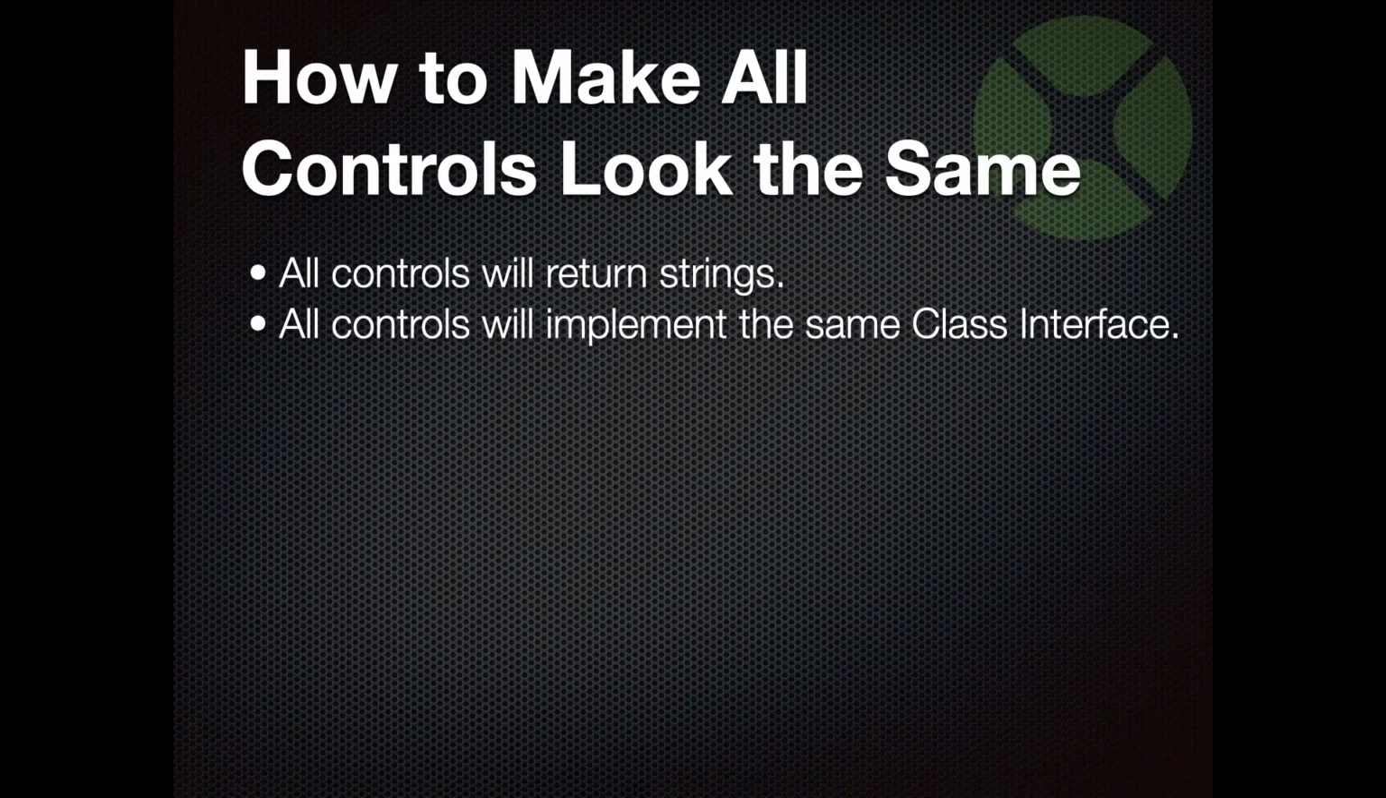I said all controls will return strings, and all controls will implement a class interface. And by making all controls implement a class interface and return strings, all the controls now look alike. As far as your code is concerned, there's only one thing. I've called it RDD control, but that's what it is. And you don't have to think about what it is. You stick it on the screen, give it some data, and everything just works.